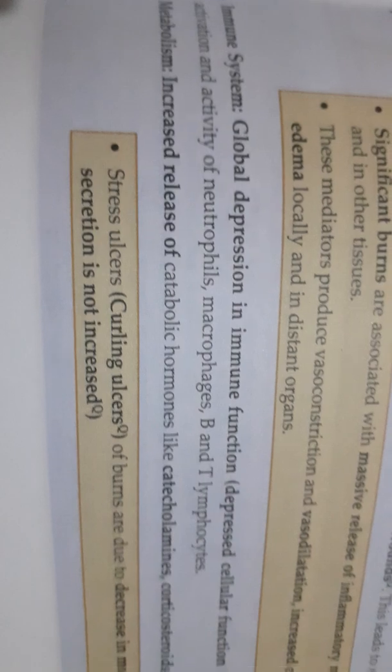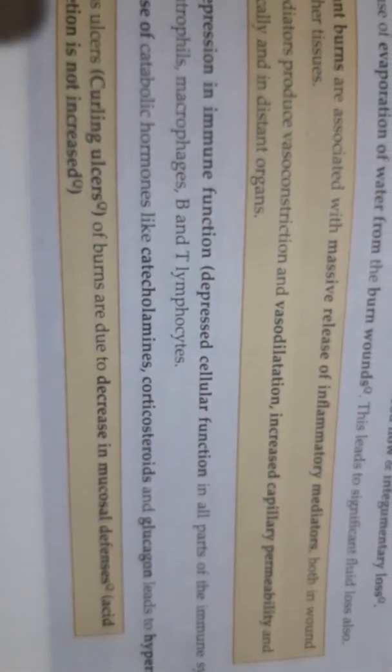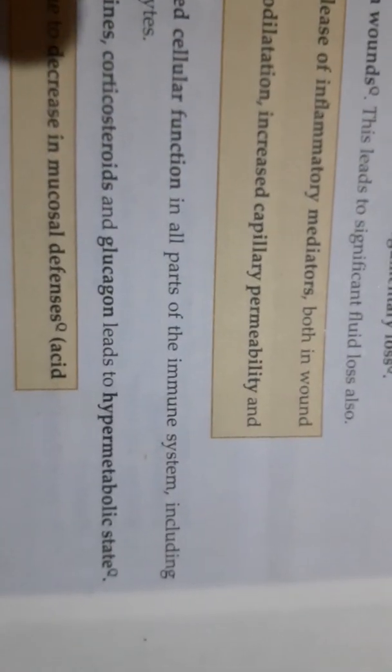Metabolism: increased release of catabolic hormones like catecholamines, corticosteroids, and glucagon leads to a hypermetabolic state. Stress ulcers, Curling's ulcers, in burns are due to decrease in mucosal defense. Acid secretion is not increased.